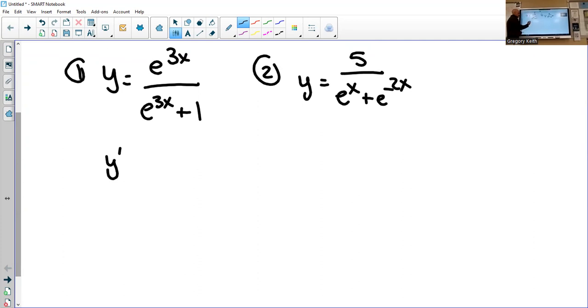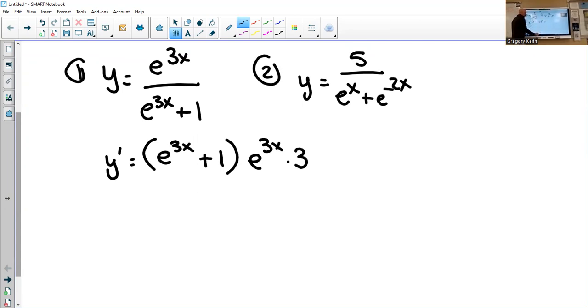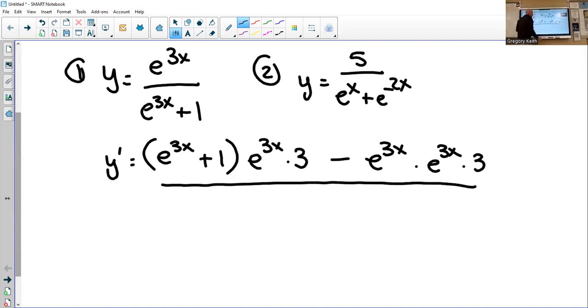So in this case, we take that derivative, we have low d high, which is going to be e to the 3x times 3 minus high d low. Now the derivative of e to the 3x plus 1 is actually going to be the same as the top. It's going to be e to the 3x times 3 again, because that plus 1 goes away. And the bottom is going to be low, e to the 3x plus 1, squared.